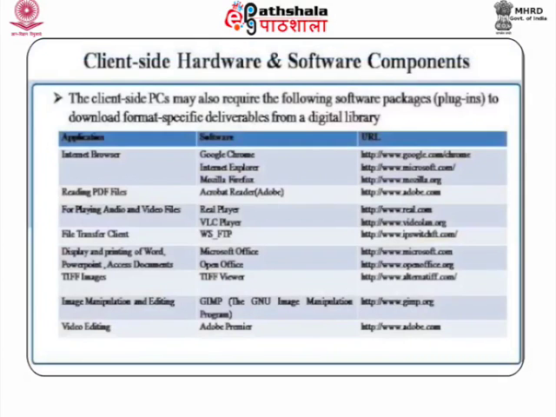The client-side PC may also require the following group of software packages or plugins to be downloaded, format-specific, deliverable from a digital library. The software listed here are based on their categories. You need an internet browser, PDF readers, you need software for playing audio and video files, you may need a file transfer client, you may need software for display and printing of Word, PowerPoint and Access documents, you need an image viewer as well as image manipulation and editing programs as well as video editing programs.